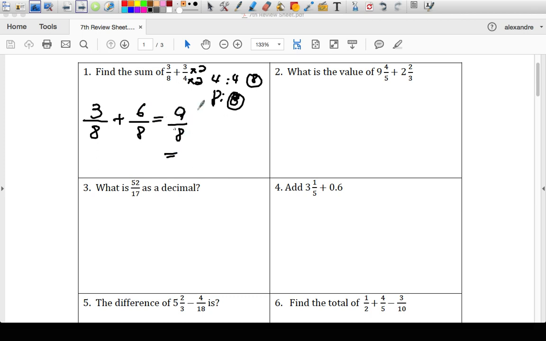And that's an improper fraction, so I change it to a mixed number. 8 going into 9 one time, 1 left over, 1 over 8. This one, let's see if I can make it 9 4/5. This is 2 and 2/3.